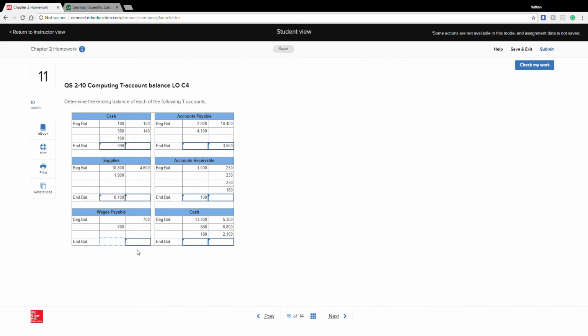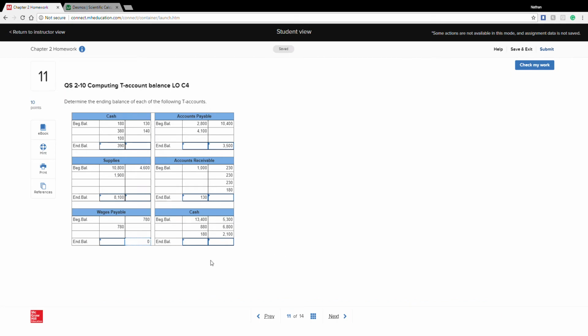Now, wages payable. Look what happened to this one. It has 780 on the debit side, 780 on the credit side. These two basically cancel out. When they cancel out here in Connect, you need to put a 0 in its normal balance. Since this is payable, its normal balance is on the right side of credit. So put a 0 there, and you should be fine with that.